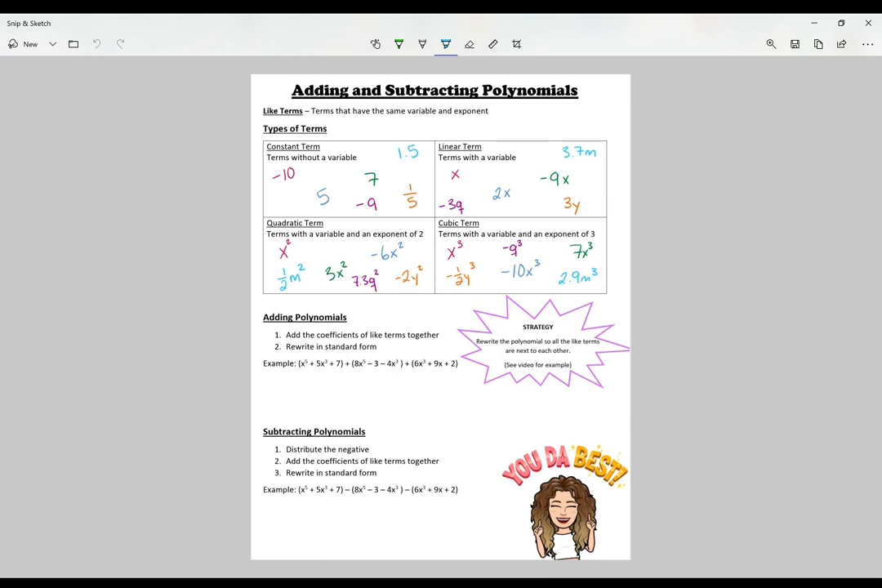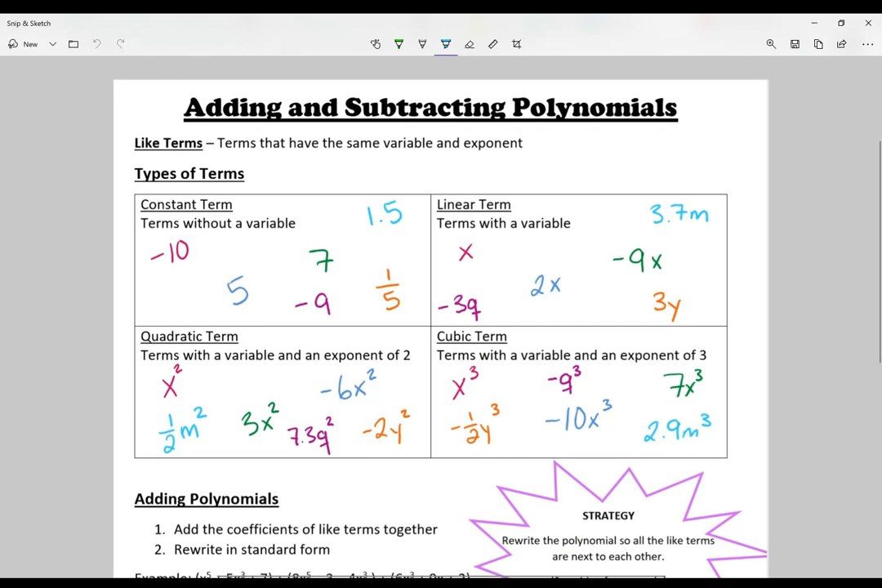So today we're going to be adding and subtracting polynomials. And to do that, we need to understand what like terms are. Like terms are terms that have the same variable and exponent. If they have the same variable and exponent, that means we can combine them.